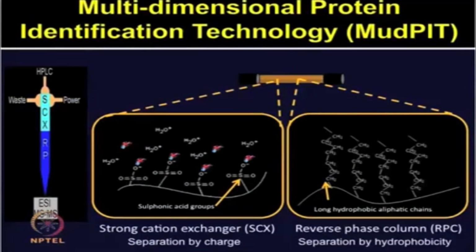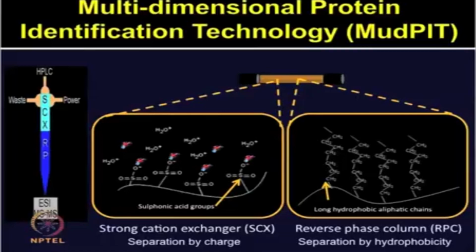Strong cation exchange is based on the electrostatic attraction between the negatively charged sulfonic acid and the positively charged peptide, and elution can be caused by the addition of a positively charged mobile phase. The reverse phase, shown on the right side, is based on the hydrophobic interactions between the analyte and the stationary phase. The elution can be brought about by modifying the mobile phase polarity.